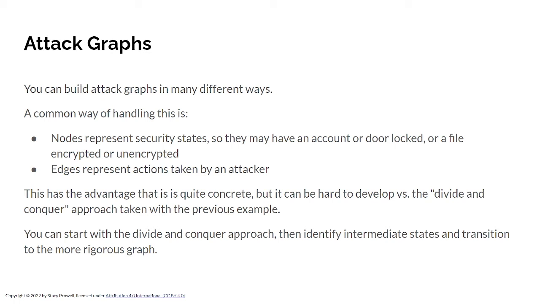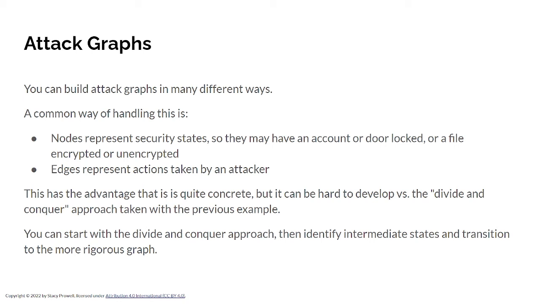Attack graphs can be built in many different ways. The one way to do it is say a node is a security state. So door locked, door unlocked. That's a good security state. File encrypted or unencrypted. And you can have the edges represent actions. We didn't do it this way in the slides, but you can easily imagine that I start out with the system in a particular security state, and then I have different things that can change the state, right? I unlock it or unencrypt or do something else. This has an advantage that it's very concrete, but it can be very hard to develop because I've got to think about all the security states of the system, and that's hard.